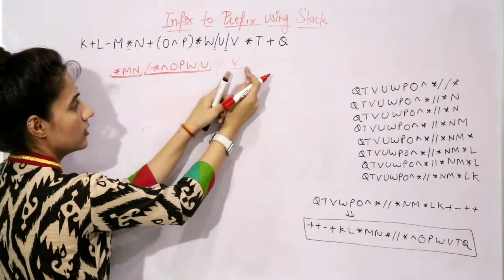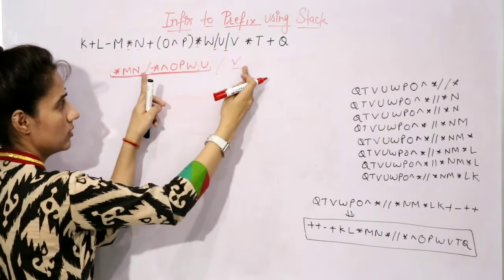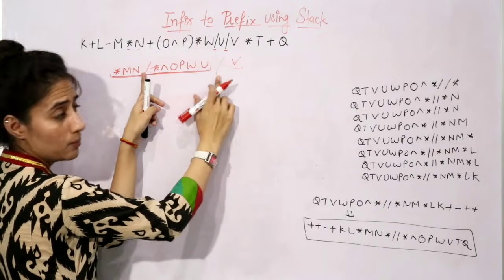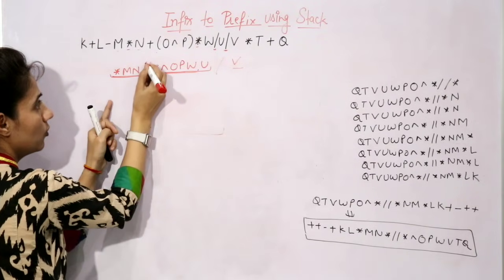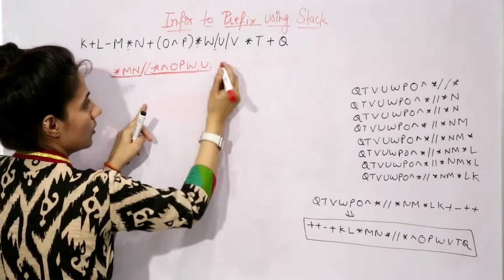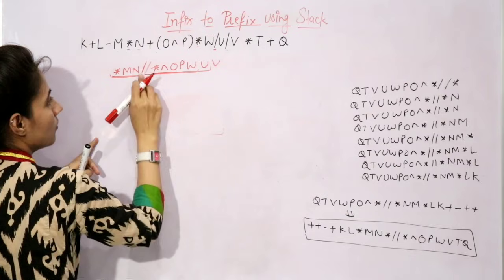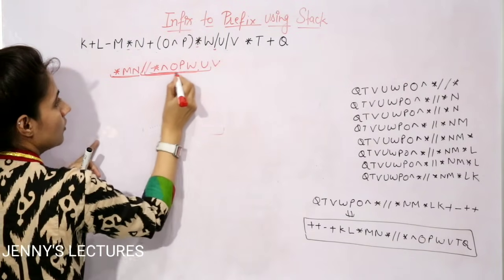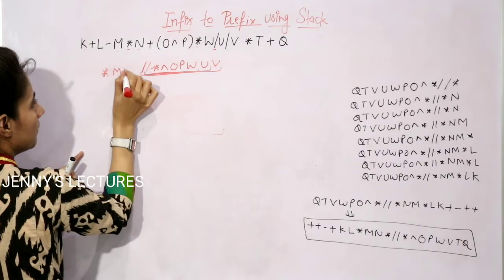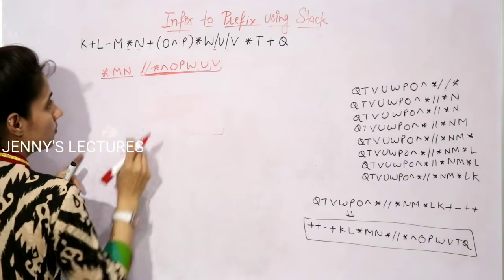So after this divide, after this v, this is one operand, this is another. How will you convert this into prefix? Simply put this operator before these operands. Here you will put it before this operand, and here we will write v. So now this is a complete operand, and here we have asterisk mn. This is another operand.